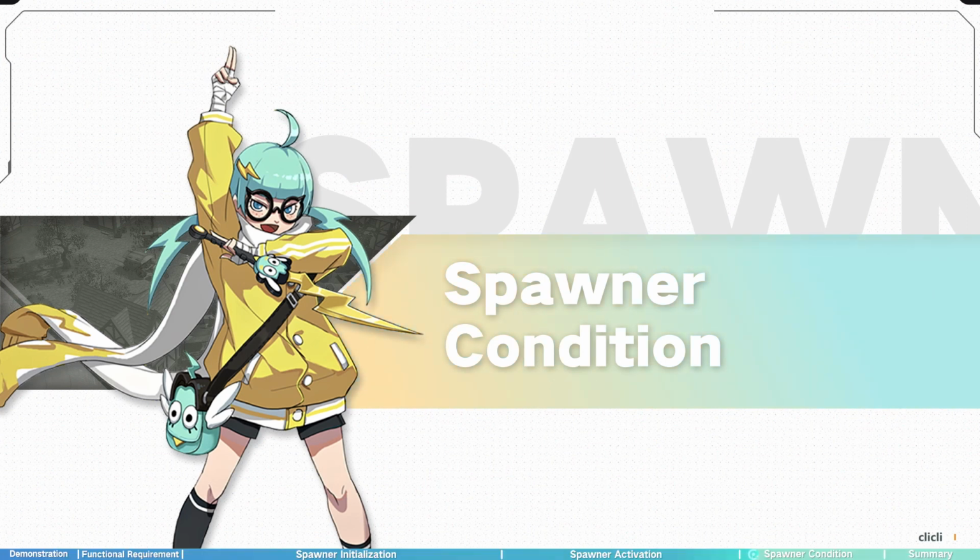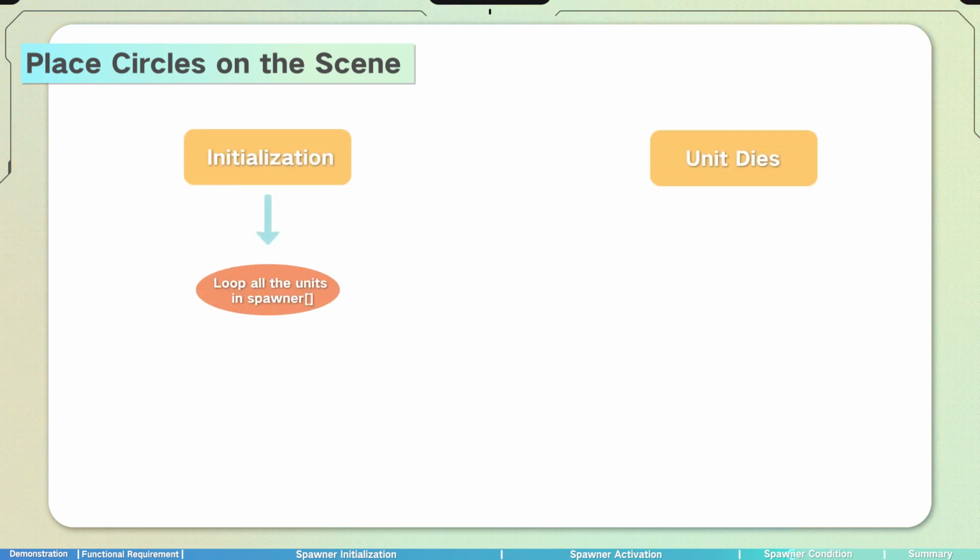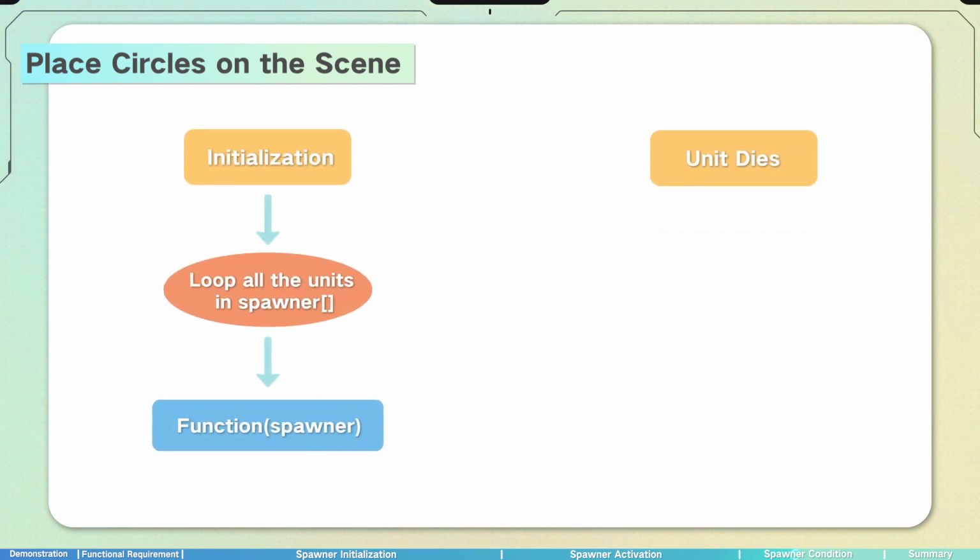It's time to decide when to call it. As designed, the enemy spawner has 2 conditions to be activated. One is game start, another is when all its enemies are dead. Therefore, we can create 2 new triggers. The events are initialization and unit dies. The left one is quite easy. We just need to send every spawner to the function. You can use a loop to save time.